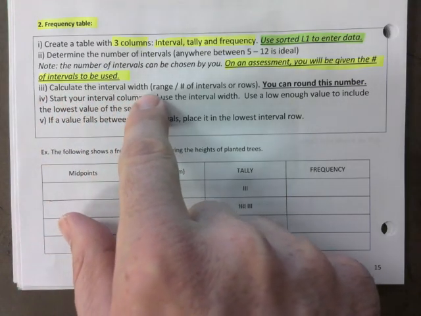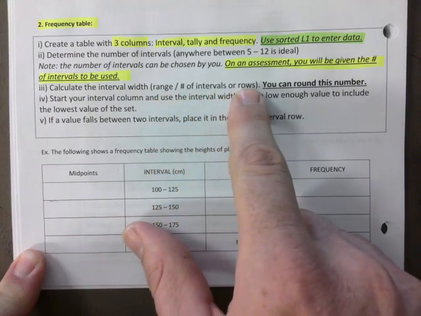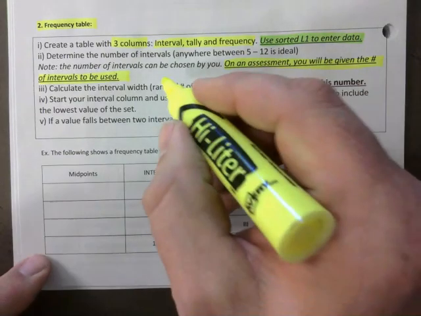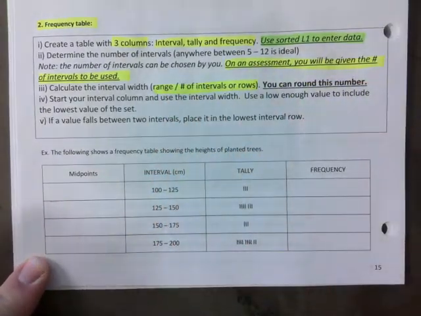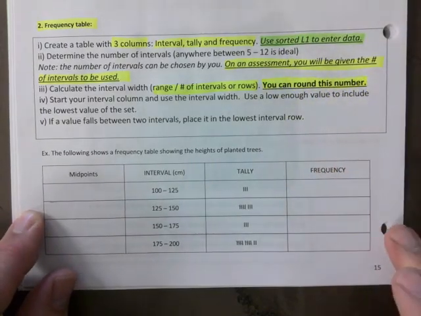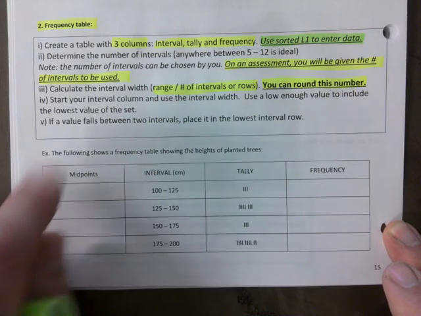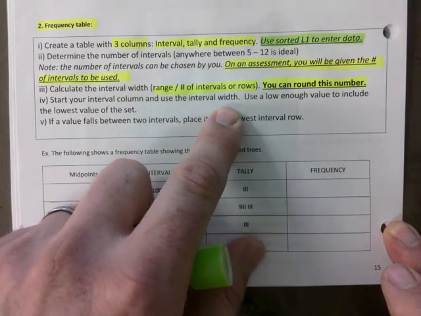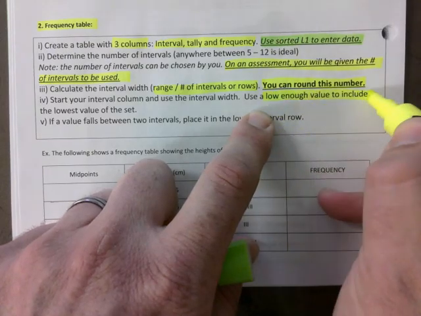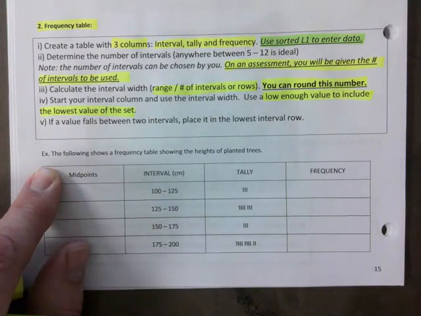Calculate the interval width. Right, this is the range divided by the number of intervals or rows. Okay, that's how you figure out the width of the interval. You can round this number, absolutely. We don't want decimals if we can help it. Start the interval column using the interval width. Use a low enough number, okay? Use a low enough number to include the lowest value of the set, and then just move up.